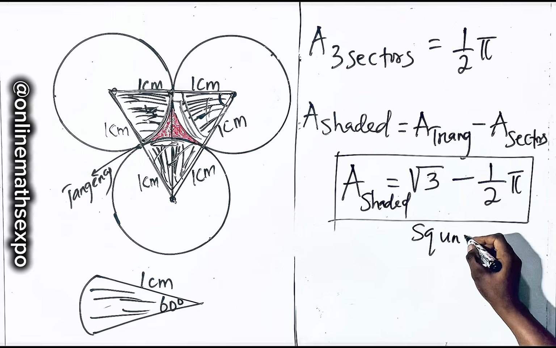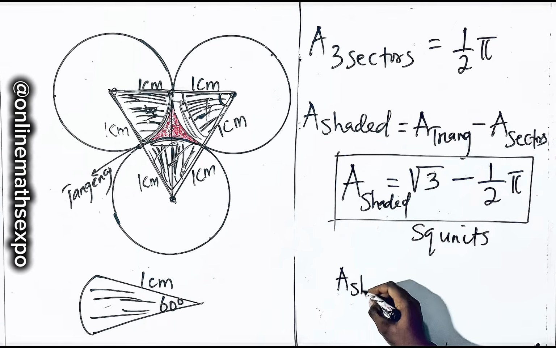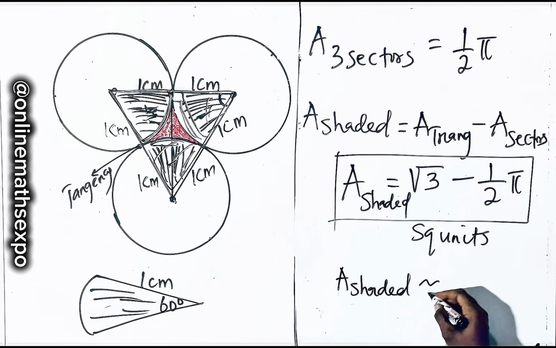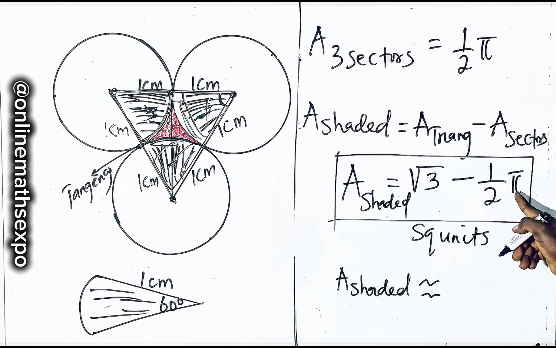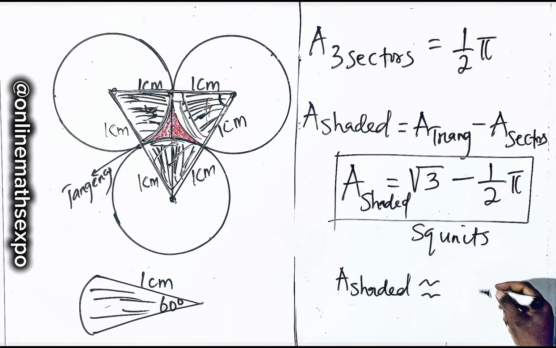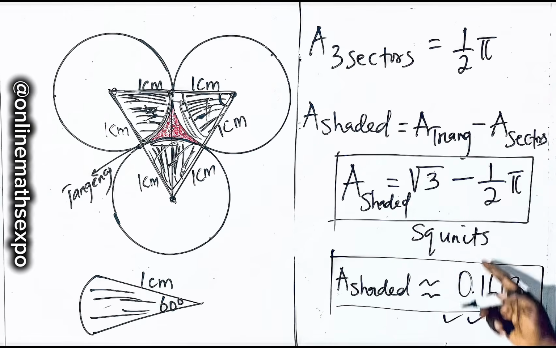You can also leave it in decimals. Just key this into the calculator. We have area of shaded is approximately, do square root of 3 minus 1/2 of pi. It gives us approximately 0.1613 square units. So this is what we have for the area. You can go with this or this.